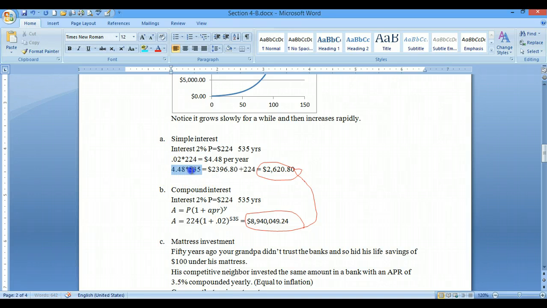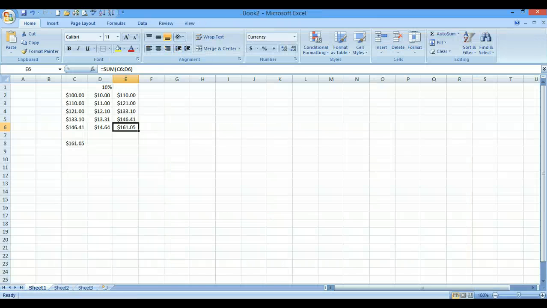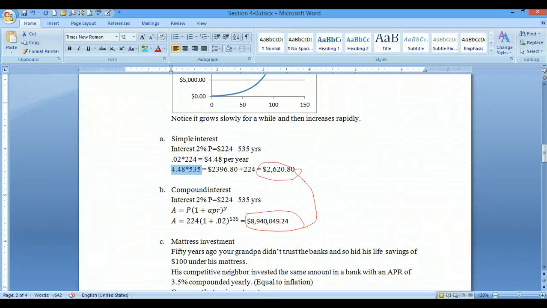And to show you that we can hurry and do this in Excel, I'm just going to copy so you don't have to go to your calculator every time you want to calculate something. Paste. There you go. $2,396.80. Yep, it matches. That's what I had. But you still have your original principal. So I add $224. And at the end of 535 years, I'm only at $2,620. Really not that bad after 5,000 years.